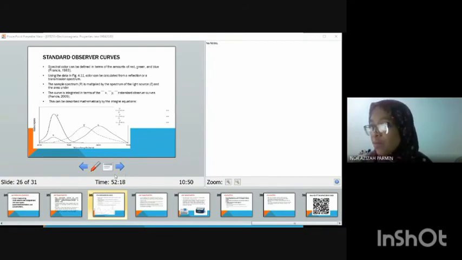Okay. So this standard observer curve is very important and actually is based on the spectrophotometric curves, but it is using the relative response compared to the spectrophotometric curve based on reflectance. Okay, so you can see here. The analysis generates typically 30 or more data points, with which precise color composition can also be calculated in terms of the diagram.